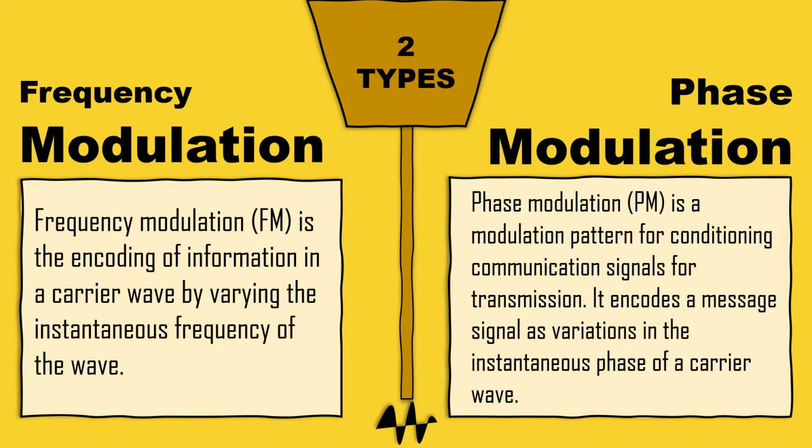First one is called frequency modulation, which is defined to be the encoding of information in a carrier wave by varying the instantaneous frequency of the wave. The second type is called phase modulation. Phase modulation, or PM, is a modulation pattern for conditioning communication signals for transmission. It encodes a message signal as variations in the instantaneous phase of a carrier wave.